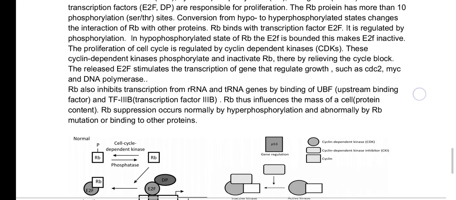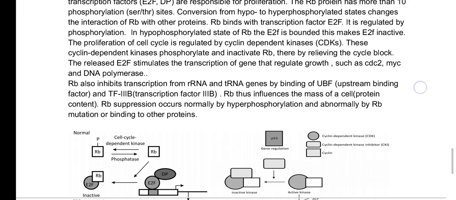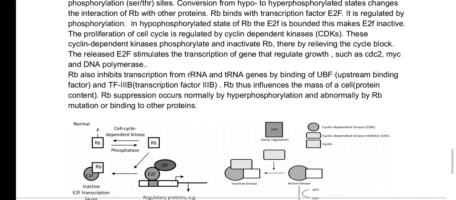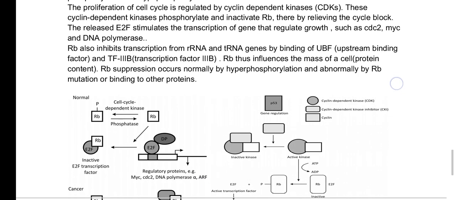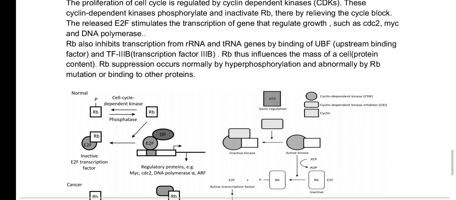In the hypophosphorylated state of RB, E2F is bound. This makes E2F inactive. The proliferation of the cell cycle is regulated by cyclin dependent kinases, or CDKs. The cyclin dependent kinases phosphorylate and inactivate RB, thereby relieving the cell cycle block. The released E2F stimulates the transcription of genes that regulate growth, such as CDC2, MYC, and DNA polymerase.